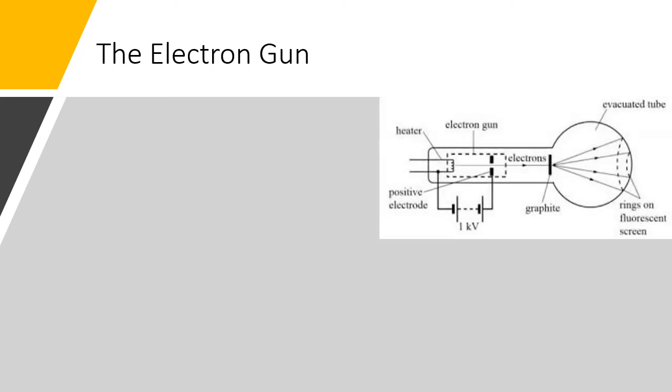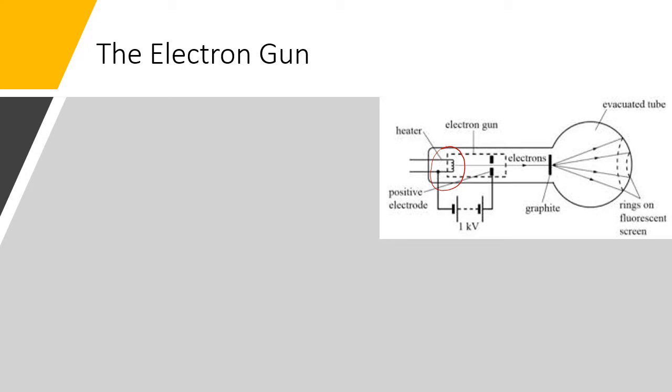This is the picture of an electron gun. What you can see here is a heater. This heater is basically a metal filament. You pass electric current through it, and you know that metals, when electric current passes through them, get heated up. So this heater is basically what produces the electrons.